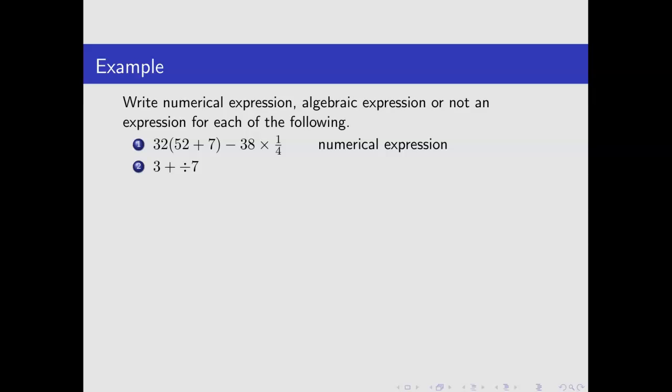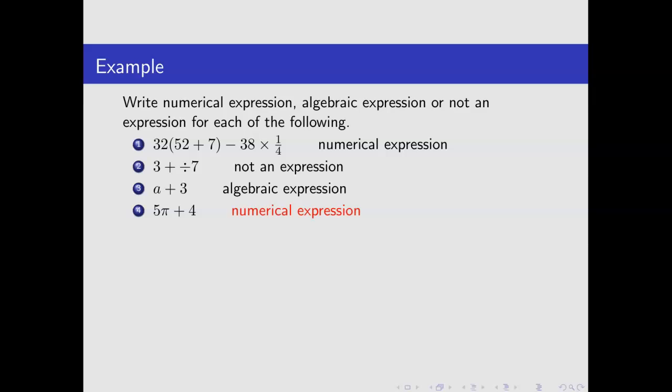Next, we have 3 plus divided by 7. This is not an expression because it just doesn't make sense. A plus 3. This is an algebraic expression because if we had a value for a, we could find a single number. 5 pi plus 4. This is a numerical expression. Even though we may be less comfortable with pi, it is a number, and so this is a numerical expression.